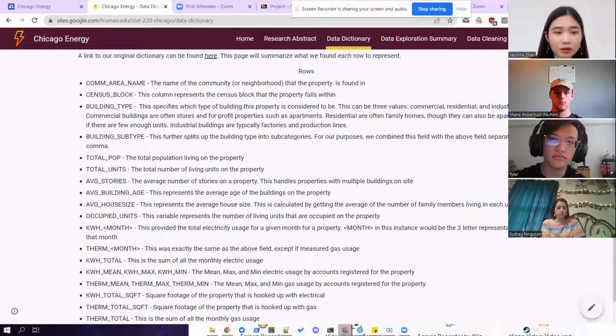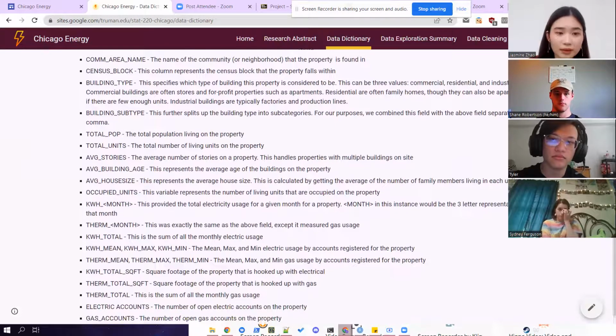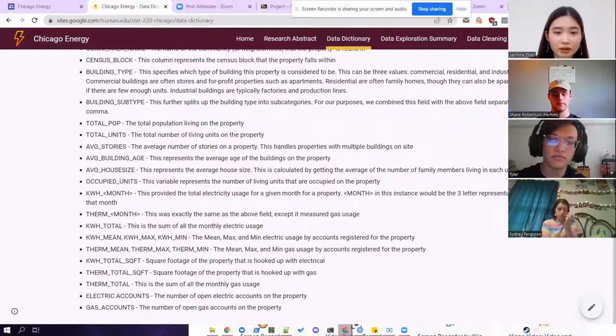And next are total population and total units. Total population is how many people are living in the property, and units is how many living units are in the property. The next several variables are average stories and average building age. So basically, it's the average number of stories on a property and the average age of buildings on a property. The next one is average house size, the average number of family members living in each property.